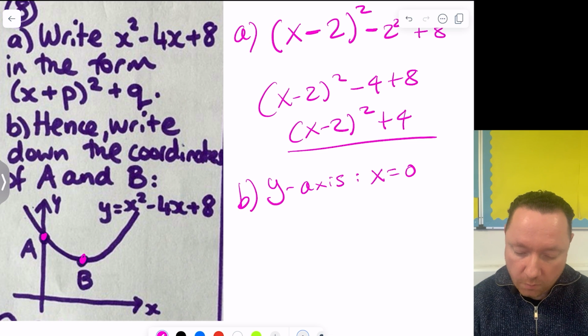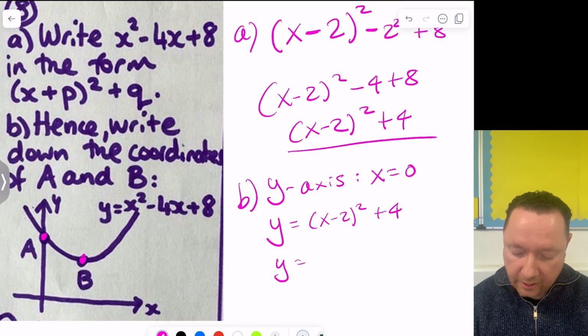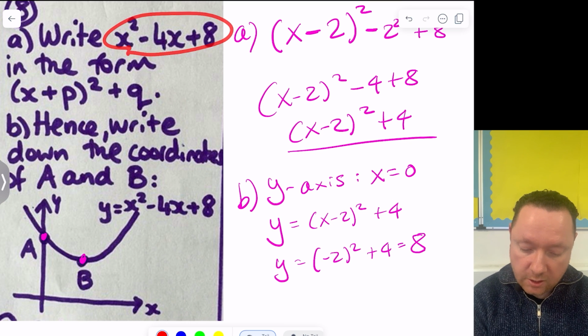So we have got y equals x minus 2 squared plus 4. So when x is 0, that gives me minus 2 squared plus 4. 2 2s is 4, plus 4 is 8. Or you could have got it from the original equation. That's the last number. So that's 0, 8.